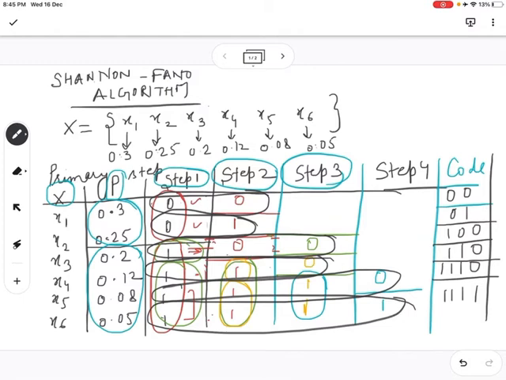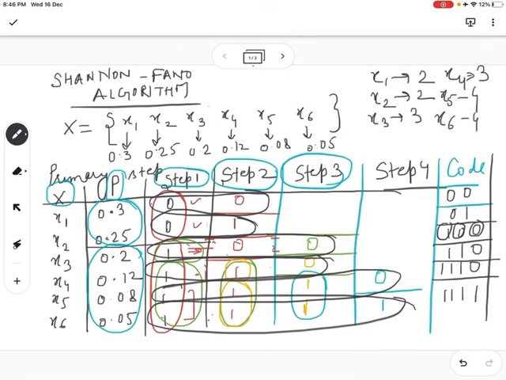If I write the length, I can easily see for x1 the code length is 2, for x2 the code length is 2, for x3 the code length is 3 because there are 3 digits. For x4 the code length is again 3, for x5 the code length is 4, for x6 the code length is 4. So it is like this. This is simple, very clear.